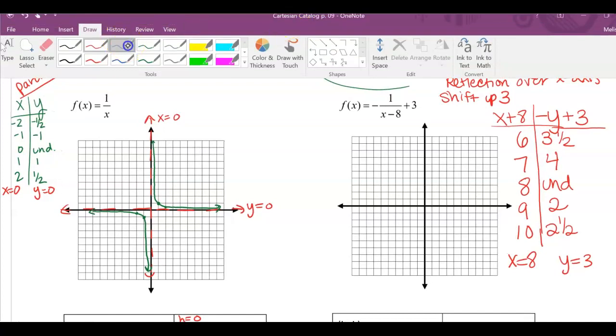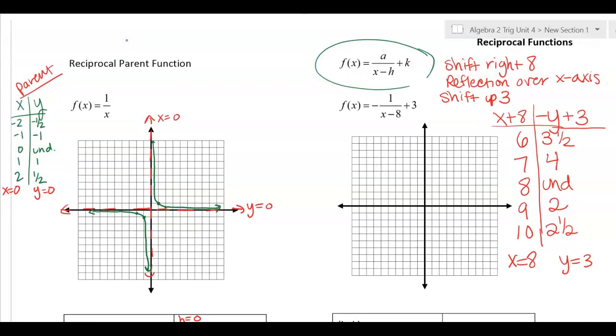So I'm going to put my asymptotes in at 8 and 3, because I think they provide me with really good guidelines for my graph. And then I'm going to plot the points that are on here. So 6, 3.5, 7, 4, 8 is undefined, 9, 2, 10, 2.5.